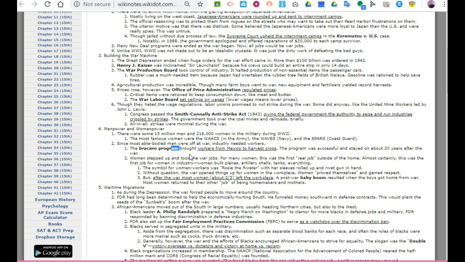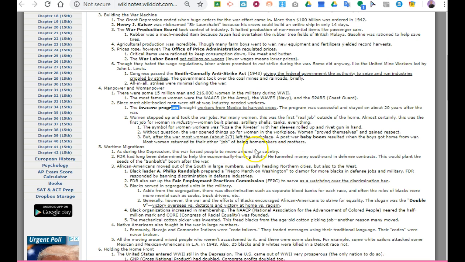So those are the type of things that I would be looking at. So I'd be looking at the bigger things. Obviously, it is good to read and know terms, dates, everything, but we're trying to look for the bigger picture. So to me, that one really is a big one. And the fact that women right here, women stepped up and took the war jobs.